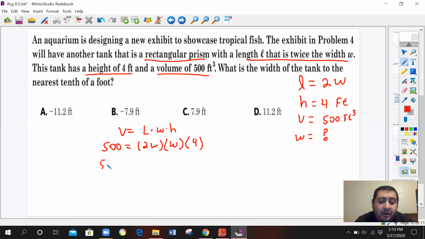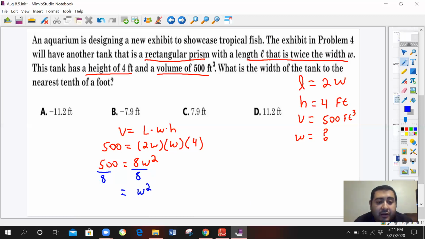Let's rewrite this, 500. And let's go ahead and multiply all of this. 2 times 1 times 4, it's 8. And then W times W makes it a W squared. Again, this is a multiplication and we're trying to solve for our variable. Then we must do the opposite of multiplication, which is division. Bring down the W squared because 8 divided by 8 is 1. Then 500 divided by 8.